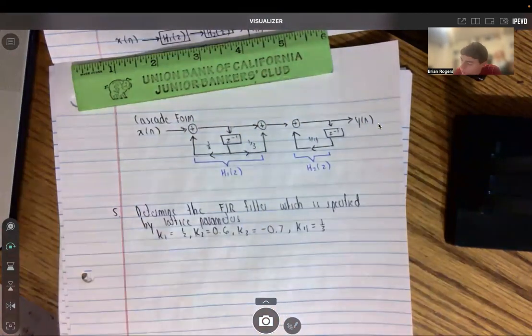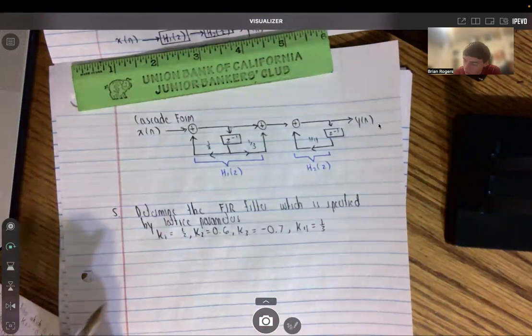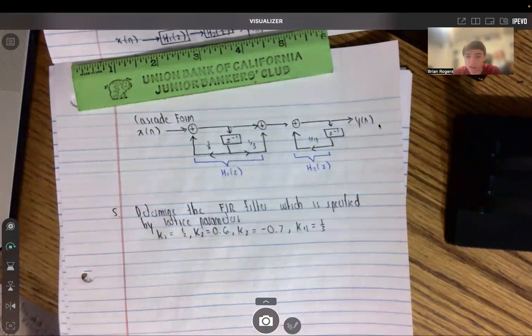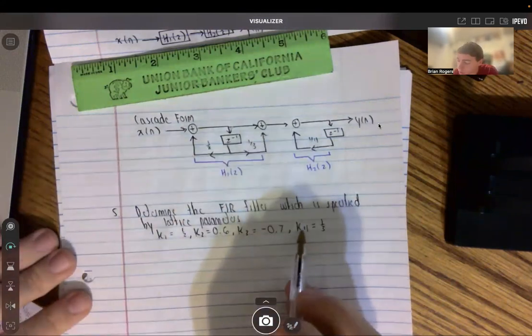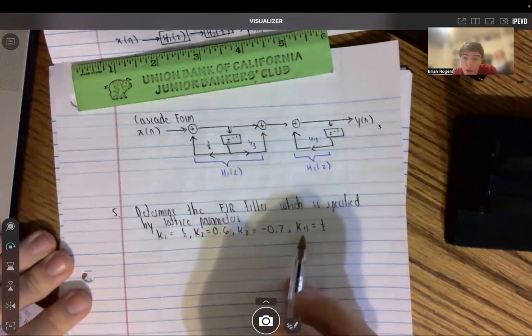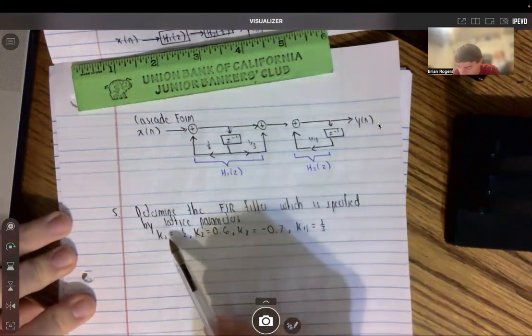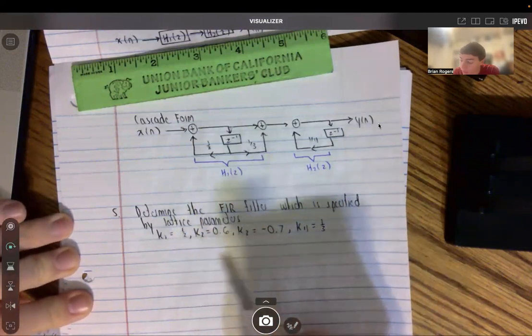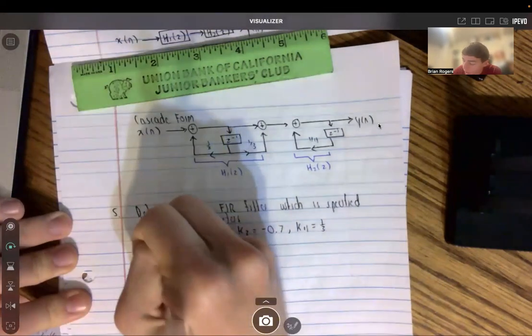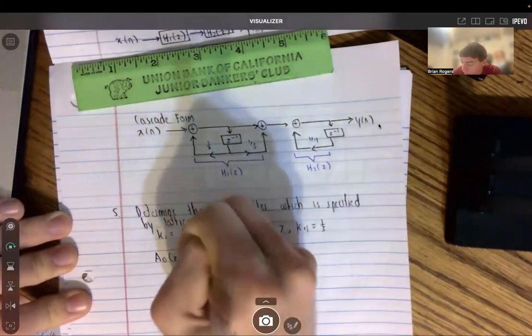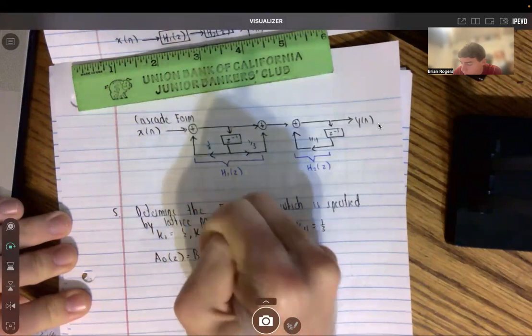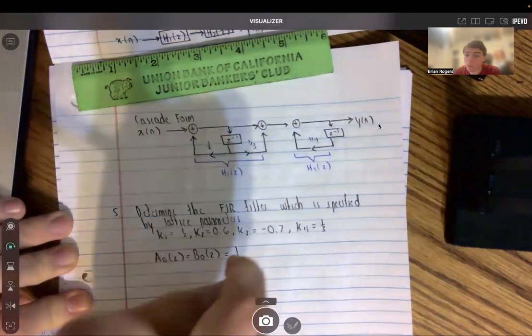Okay, so the big thing when we have to find an FIR filter and we're just given the lattice parameters, we're going to have to determine, okay, we have to go up to A4 of z, which is going to give us our H of z. And so we need to start out. And when we start out, remember your A0 of z, which is equal to your B0 of z, that's always going to equal 1.